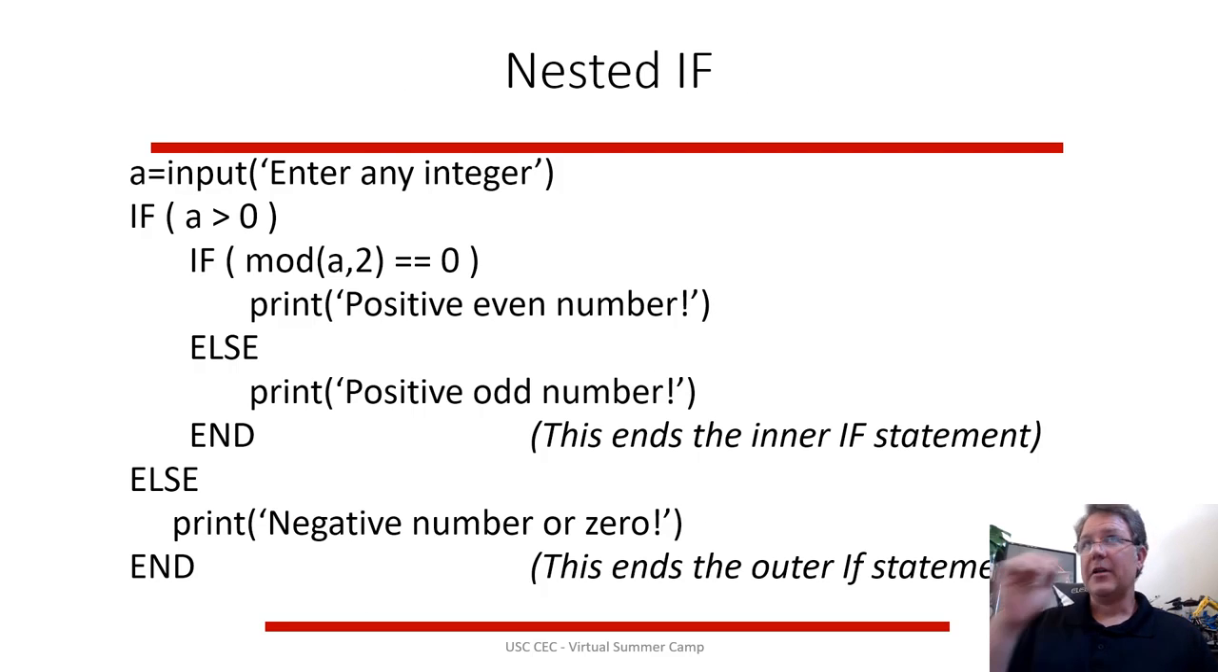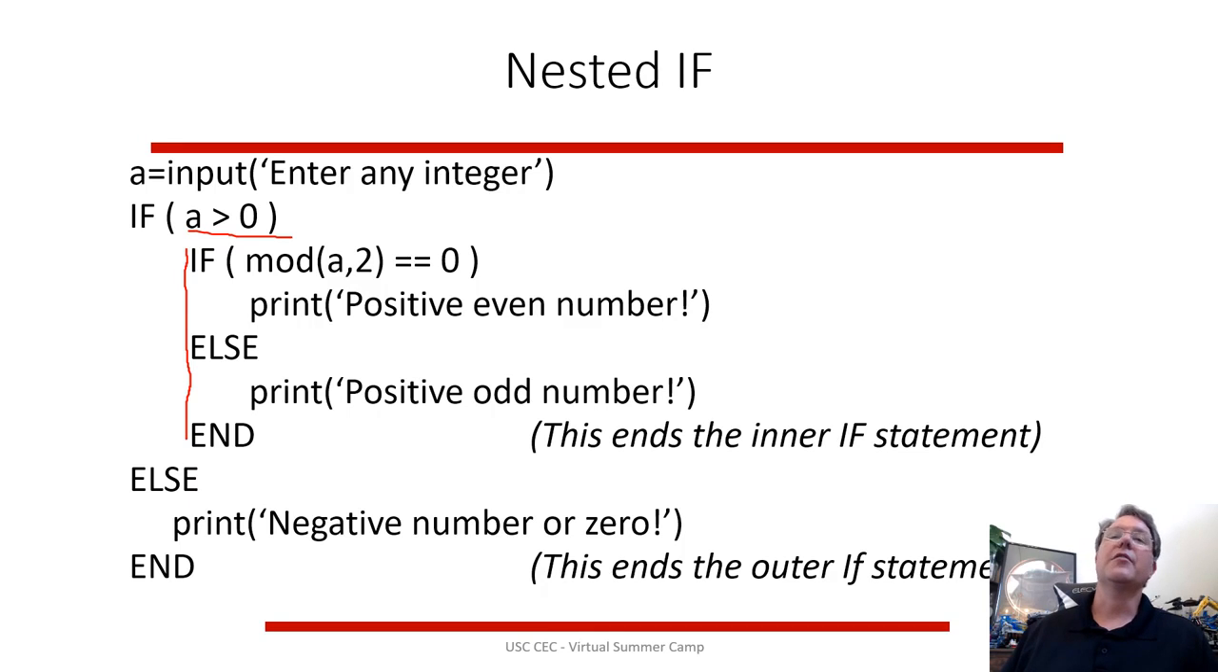I mentioned earlier there's a nested statement. If you have an if statement inside an if statement, it's key to recognize that if this A is greater than 0, the inner part can execute, and you indent it in because this section of code only happens if A is greater than 0.